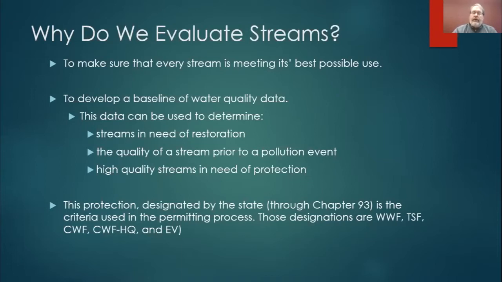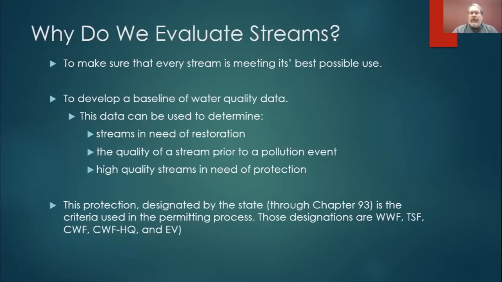It can be used to characterize a stream in case of a pollution event. The reason we do that is because both the state and the federal agencies, if there is a pollution event, will look at that change to the stream. And that change is often how they determine the amount of the impact or the breadth of the impact. And then also, if any fines are levied, they often use that information. And third, we may determine that we have a really high quality stream and we need to make sure that it's properly protected. So that's why we evaluate streams.